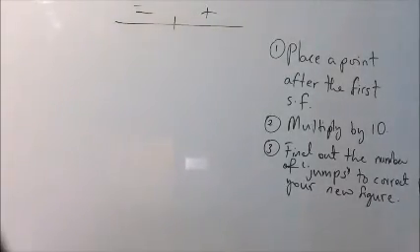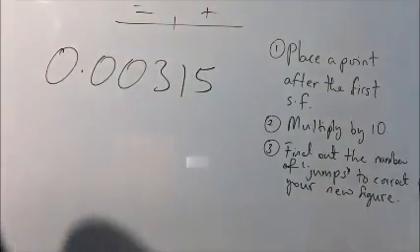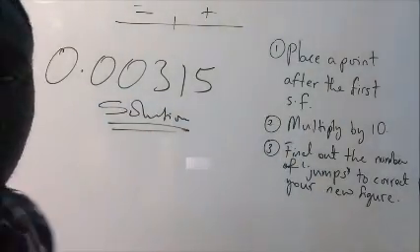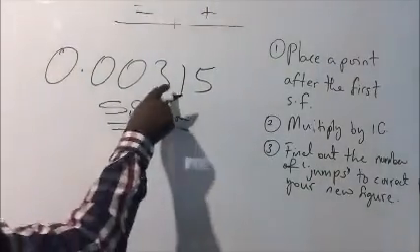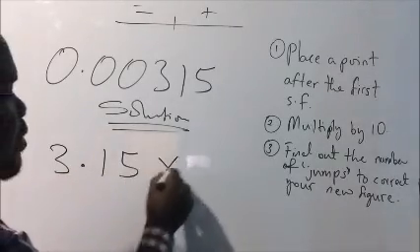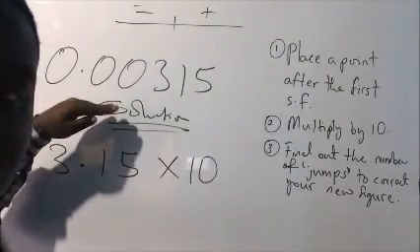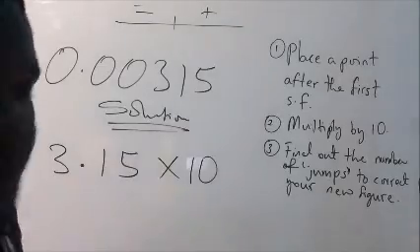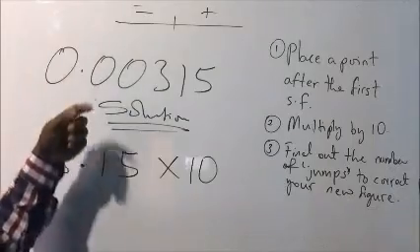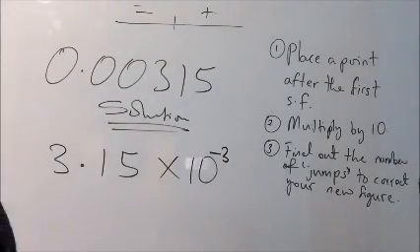Another example on this same thing. 0.00315. To solve it, step 1 and 2 says place a point after the first significant figure, which is 3. So it becomes 3.15 and multiplied by 10. I have done that. Now, we go to the question that was given. Place our hand at where we have placed the point now, here, and move to the right place. 1, 2, 3. We move 3 to the left, so negative 3.